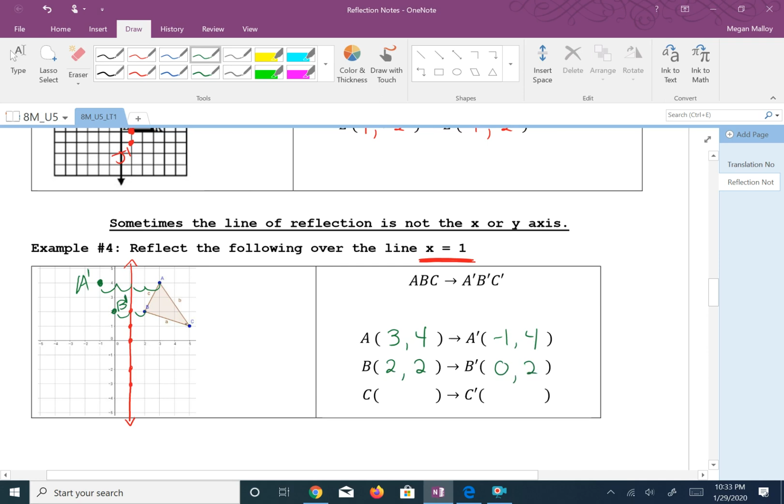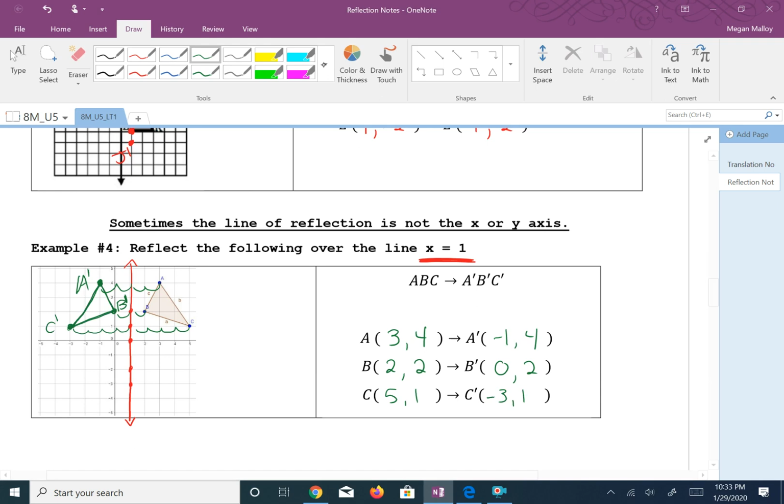And point C, which is at 5, 1, is 1, 2, 3, 4 units away from the line x equals 1. It will be 4 units to the left. And that is our image of C. So we will go ahead and connect those points. We see we have two congruent triangles, and our image of C is at -3, 1.